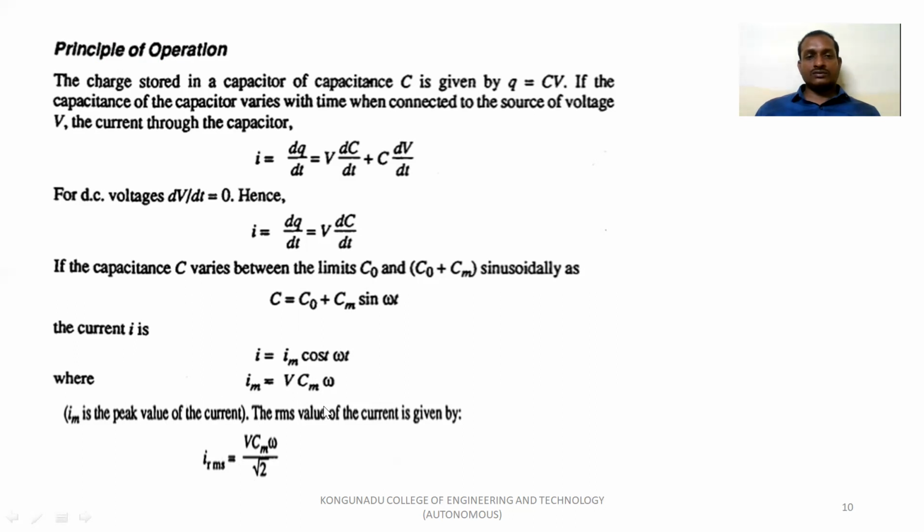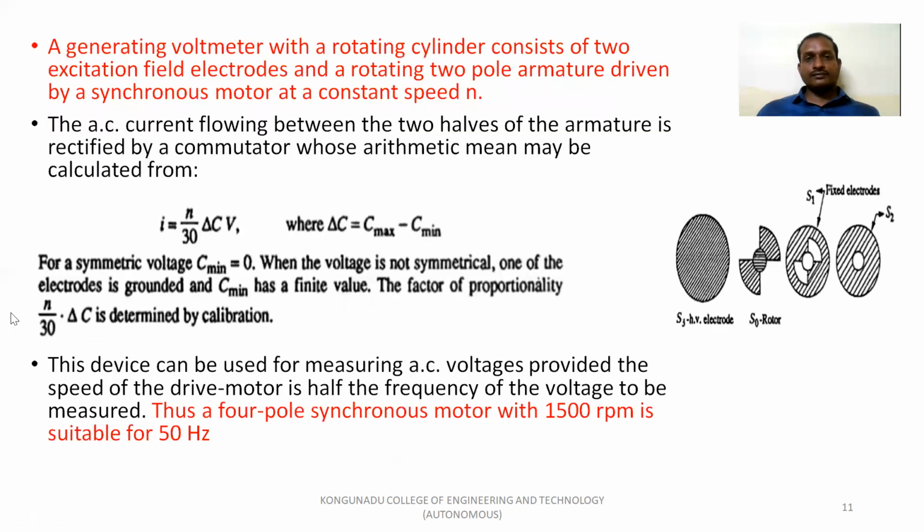So this generating voltmeter generates the current I, which is proportional to the applied voltage. So IRMS is equal to Vcm omega divided by root 2. Here the generating voltmeter with a rotating cylinder consists of two excitation field electrodes, that is S1 and S2.